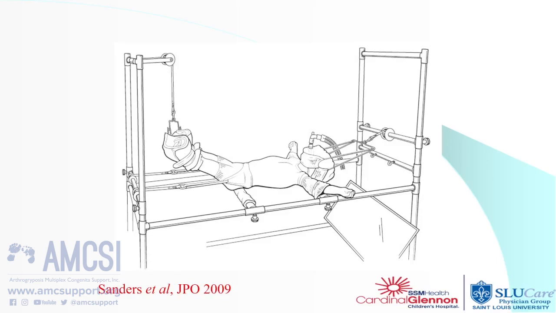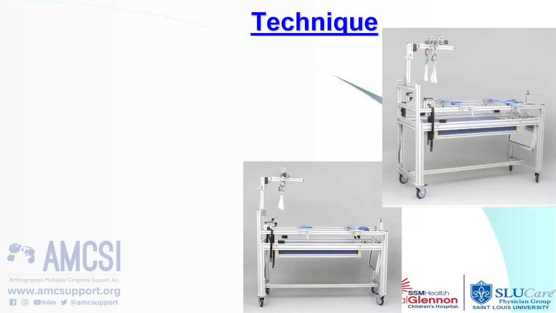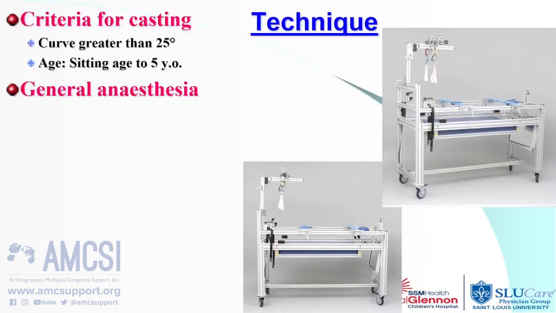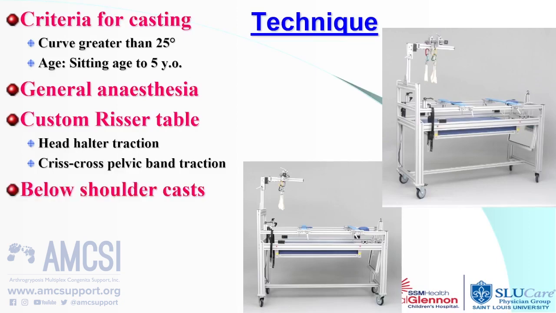And this gives us the ability to go all the way around their body as we're putting on the cast, kind of like you see here, and then molding the cast, trying to untwist the spine over here as we're actually pushing from side to side as well. And so this is what our table looks like. And again, usually it's for curves that are over 25 degrees. We need general anesthesia. We talk about the head halter traction.